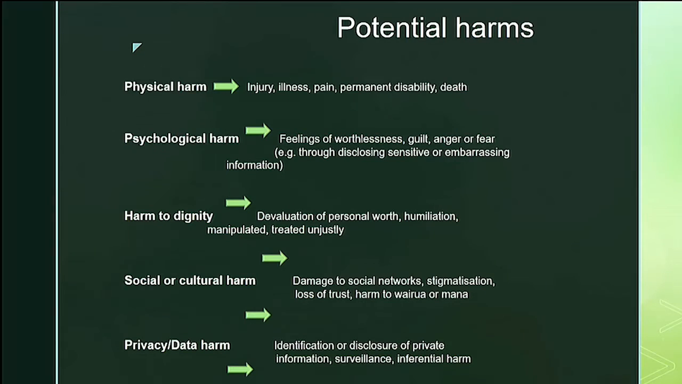Then we have the potential harms. So physical harms, obviously from intervention studies, these harms can be of varying severities or likelihoods. Psychological harms, harms to dignity, social or cultural harms, and privacy or data harms. And in the data chapter, we've provided a whole list of data harms that are real, that impact either the actual people that provided that data or group harms by using that data incorrectly.